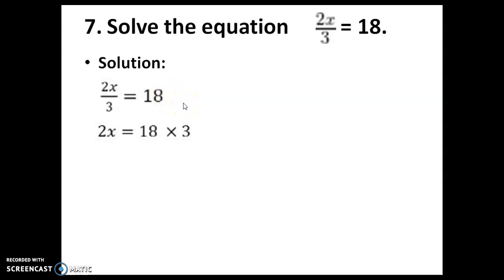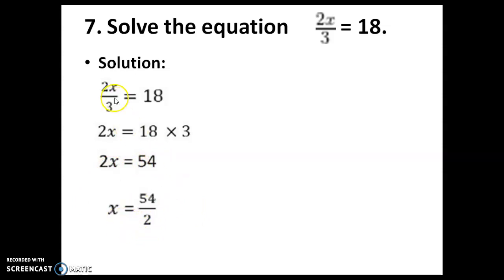Why am I doing this? Can you understand? Here 3 is in division. So when it goes there, it will go in multiplication. So 18 into 3 you will have. And this 2 is in multiplication in the LHS. When it goes to the RHS, it will go in division.